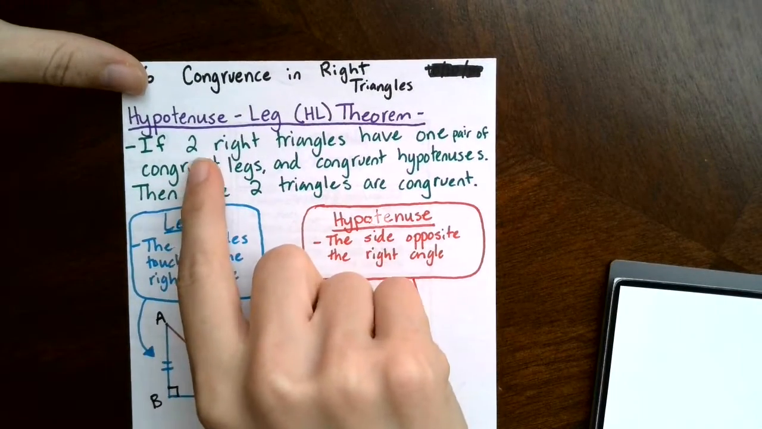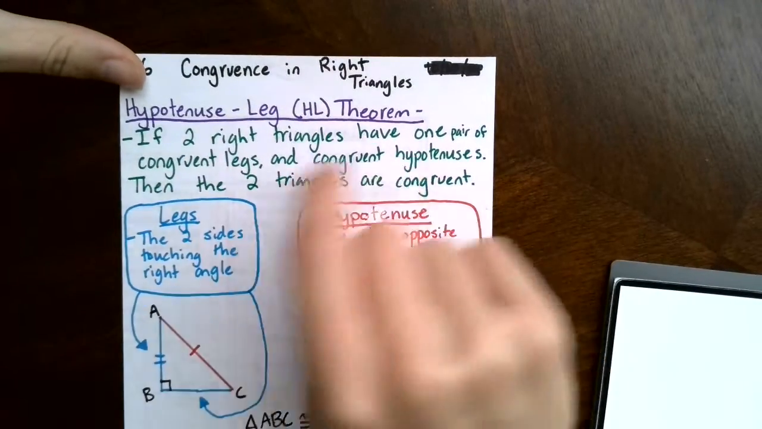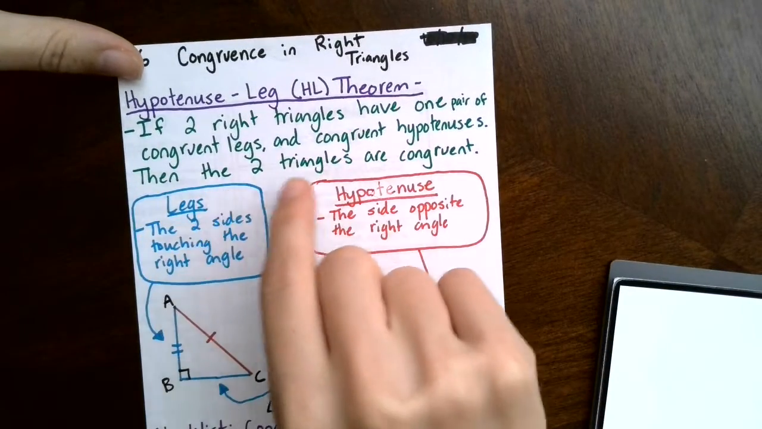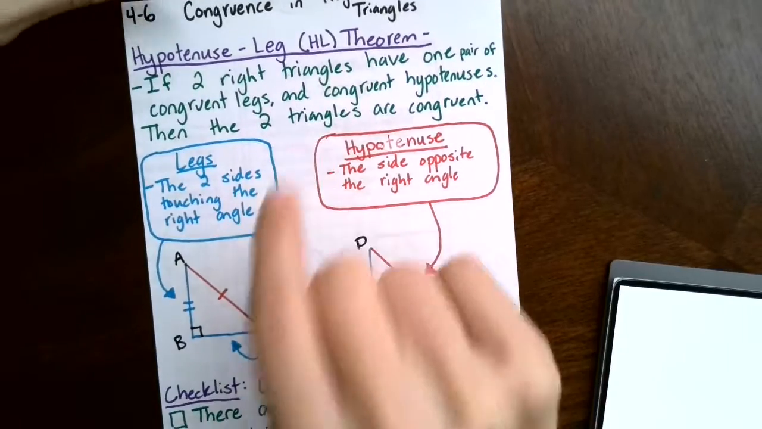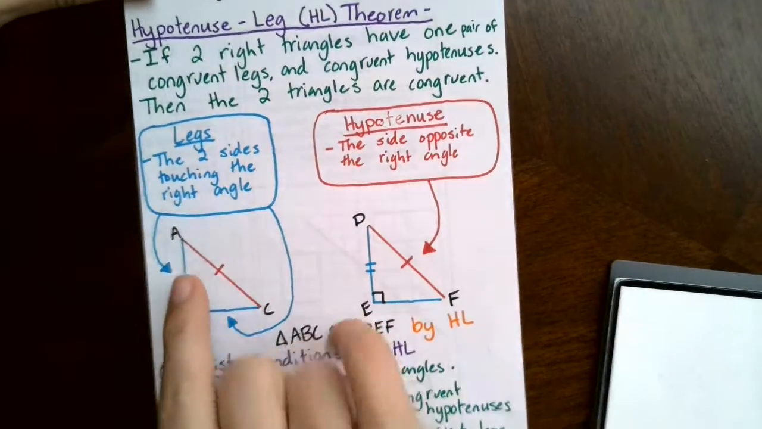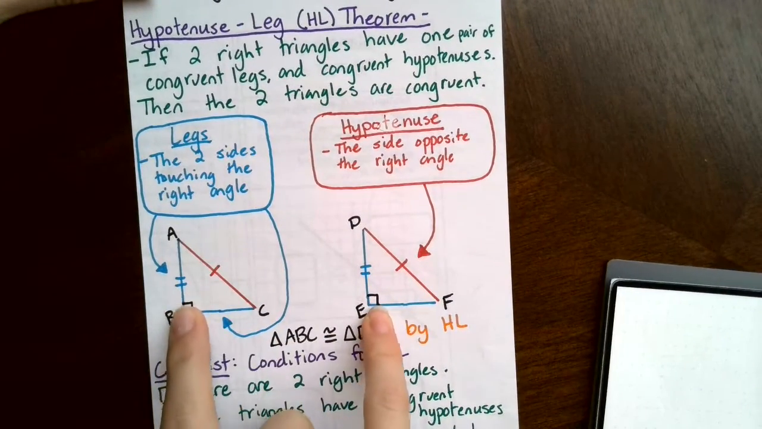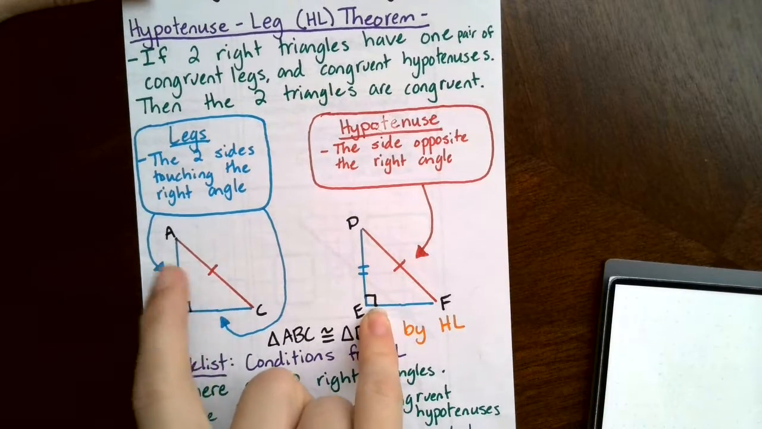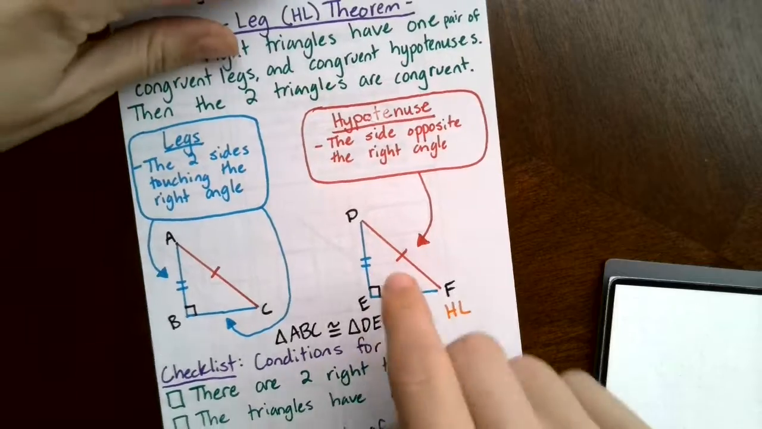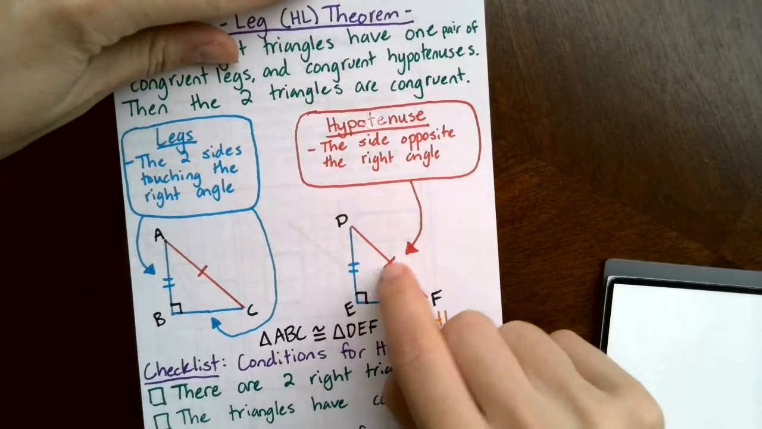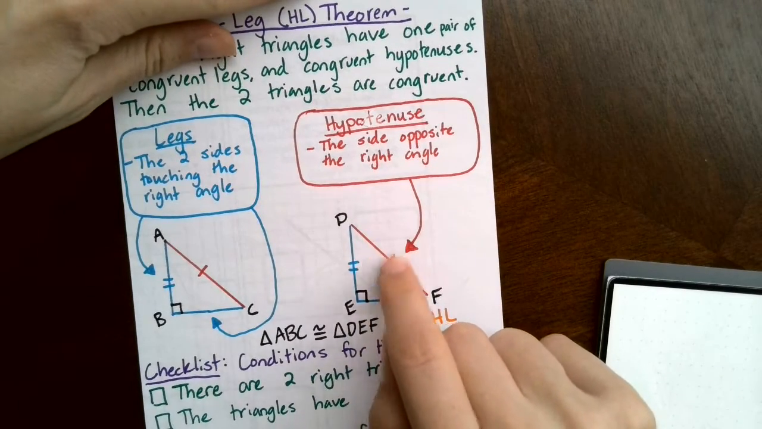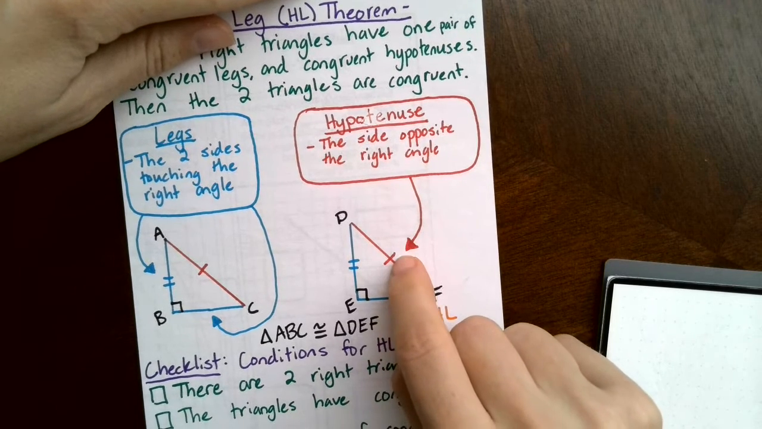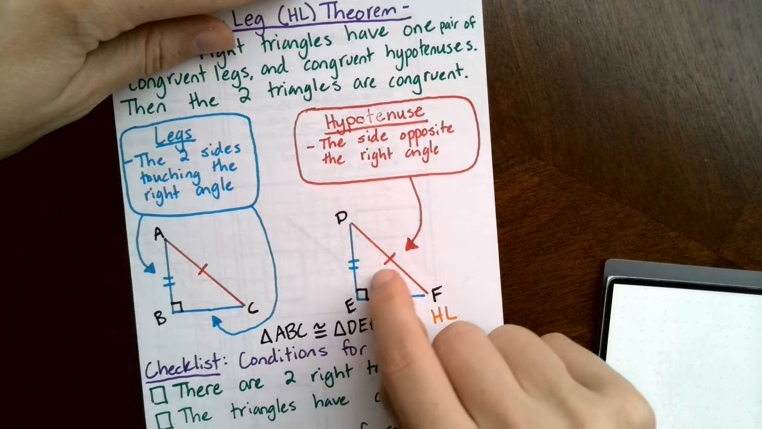What this says is if two right triangles have one pair of congruent legs and congruent hypotenuses, then the two triangles are congruent. A key thing to know here is in a right triangle, we always have a right angle. The legs are the sides that are touching the angle, and the hypotenuse is always the side across from the right angle. You will need to know this for the rest of geometry. We will use this over and over again, that the hypotenuse is across from the right angle.